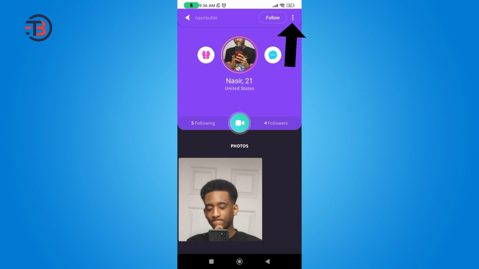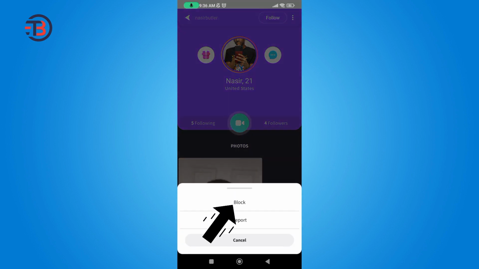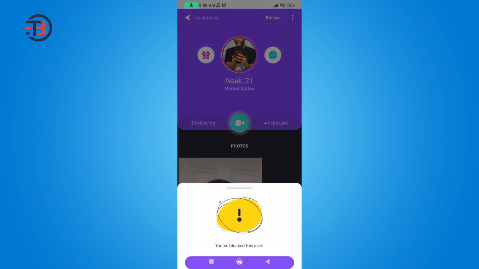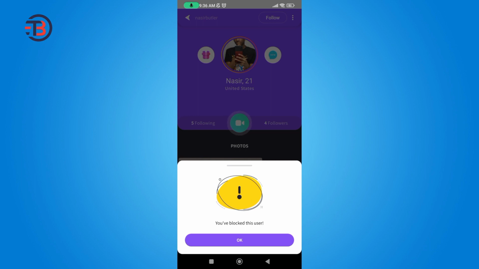Now tap on the three vertical dots at the top right corner of the person's profile page. Tap on the block option. And this is how you can block someone on JOI.